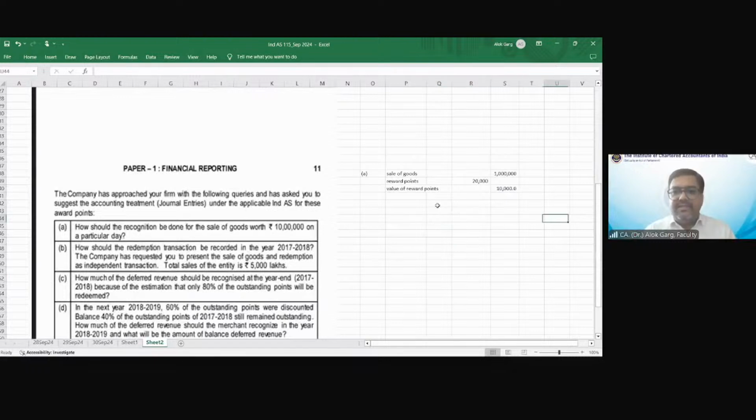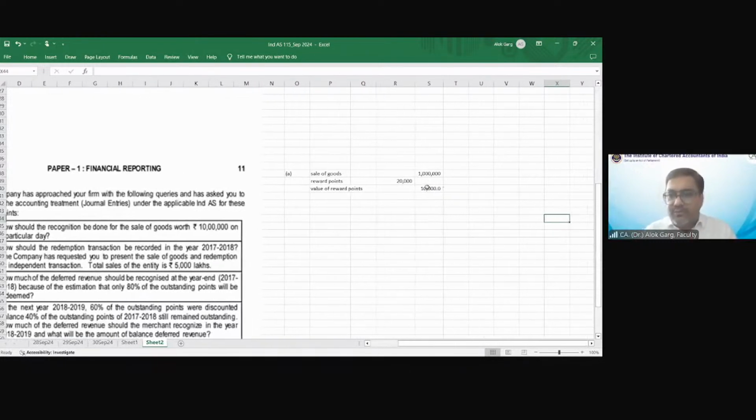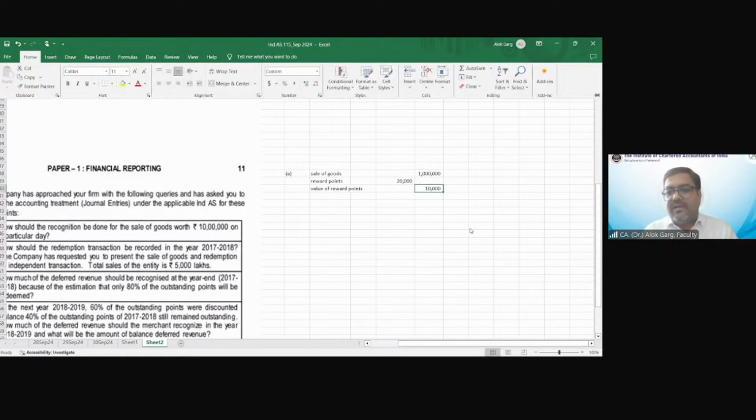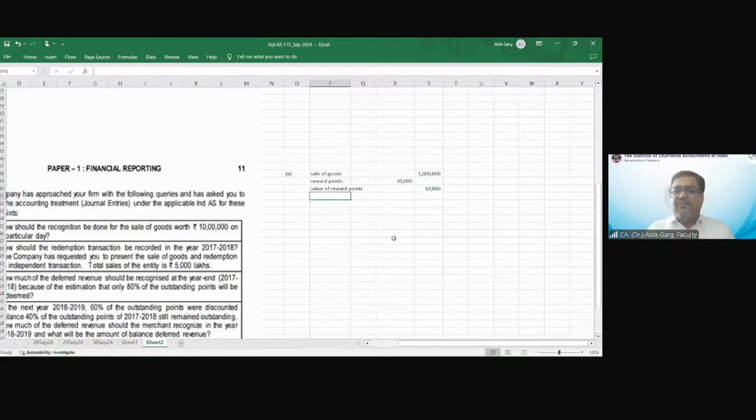So in this case, we are selling goods worth rupees 10 lakh. The fair value of the reward points is 10,000. Correct? So how is this revenue going to be recognized? What is the transaction price? So we got the standalone selling price. There are two performance obligations, sale of goods and reward points, which is future discount. So what is my standalone selling price of both these items? 10 lakh and 10,000, right? यही होगा ना? Yes, sir.